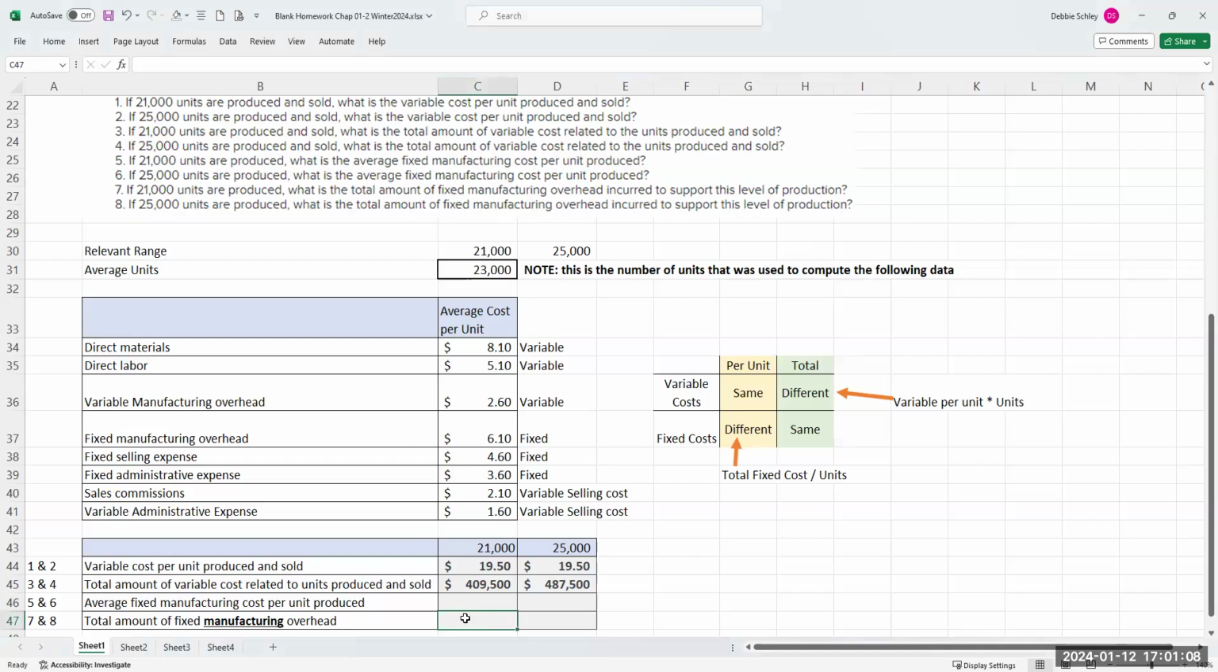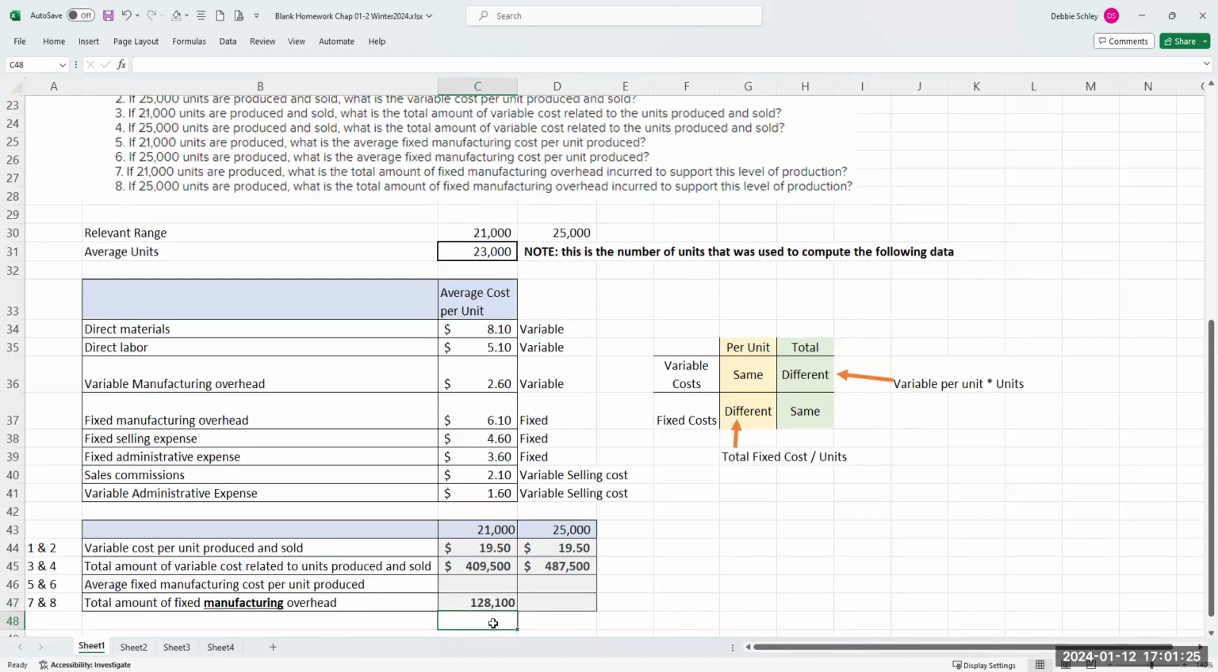So first I'm going to figure out 7 and 8. I'm going to figure out the total. And so that equals that $6.10 fixed manufacturing overhead times the number of units. So for mine, it's 21,000. No, that's not right. I see what I did wrong. This is a common mistake, and I fell right into their trap.